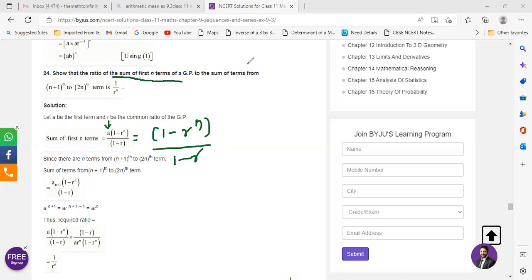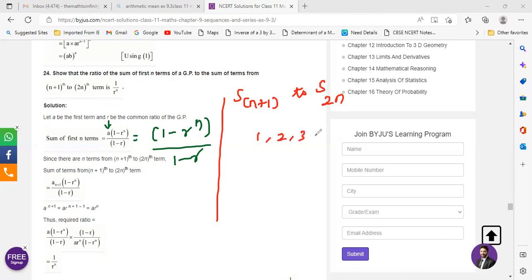Okay, we are done with the numerator. So let's look at the denominator. Sum of terms from n plus 1 to 2n, S suffix 2n. What does it mean? It means, assume you have a series like this, 1, 2, 3, and so on up to n, and then you will have n plus 1 and so on up to 2n.